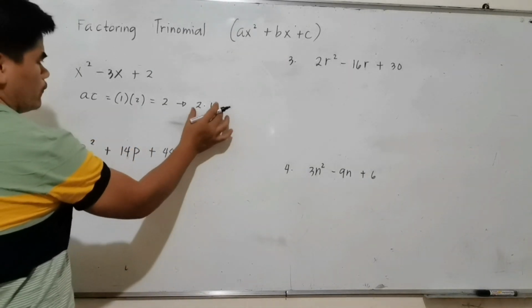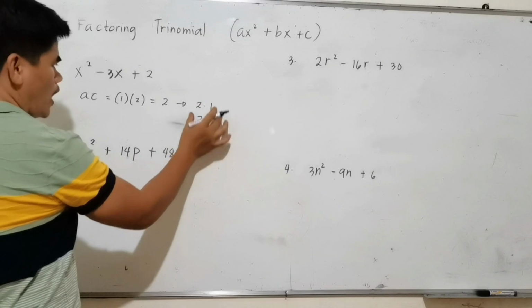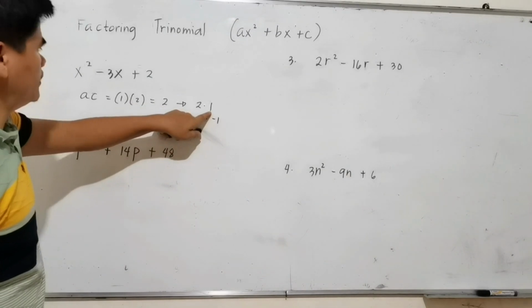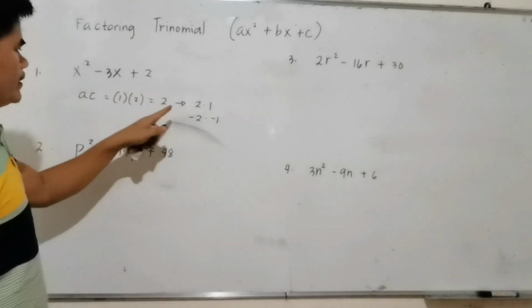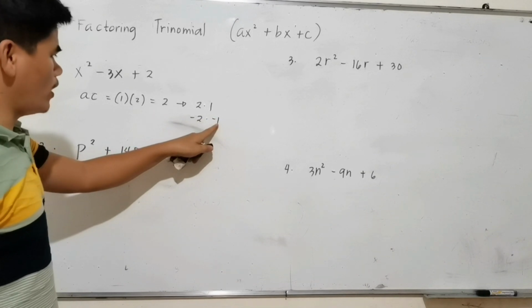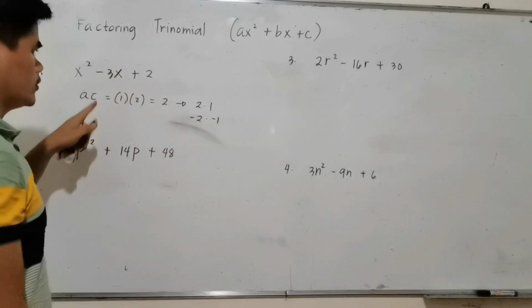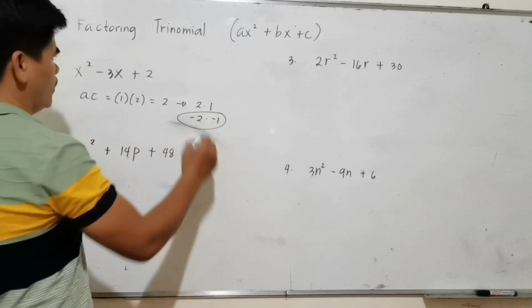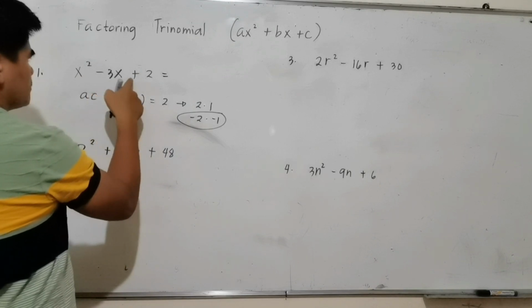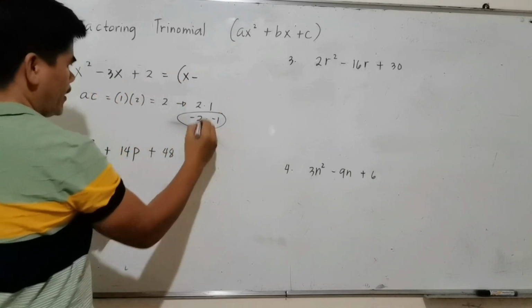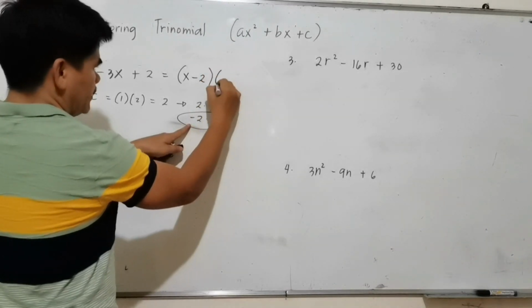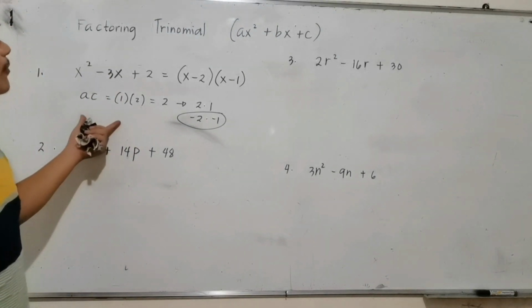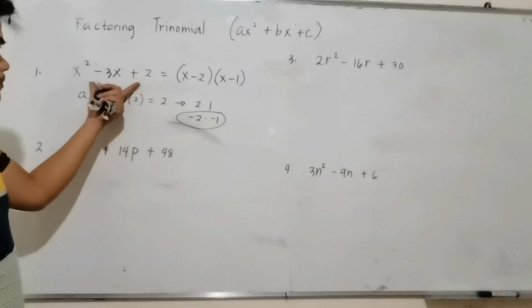Now, which of these two factors, if you add, will give you negative 3 as the middle term? 2 plus 1 is not negative 3, but negative 2 plus negative 1 is negative 3. So we will make use of this factor, negative 2 and negative 1. Therefore, the factor for x squared minus 3x plus 2 is x minus 2 and x minus 1. That is how simple it is to factor a trinomial.